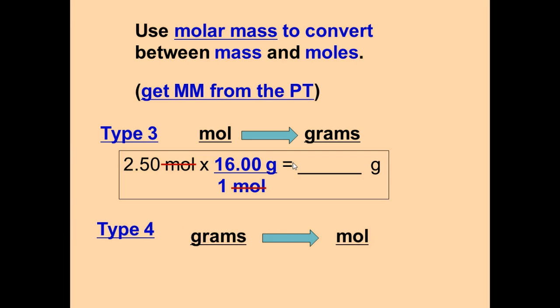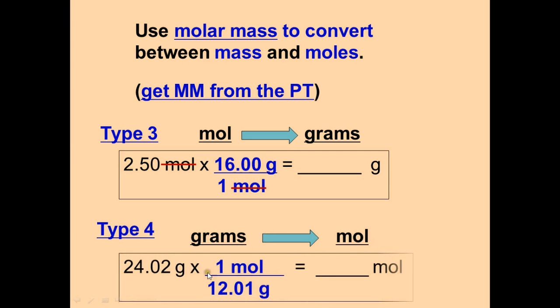And the type 4 problem is grams to moles, just the opposite of this. And we start with grams, and we have to put grams on the denominator of the next fraction, so grams will cancel out. And whenever dealing with molar mass, you have 1 mole over X amount of grams, or X amount of grams over 1 mole. And so there's always 1 mole. That's how we get this. And the grams will cancel out, and we're just left with moles, which is what we want. So we do 24.02 divided by 12.01 and get 2 moles.